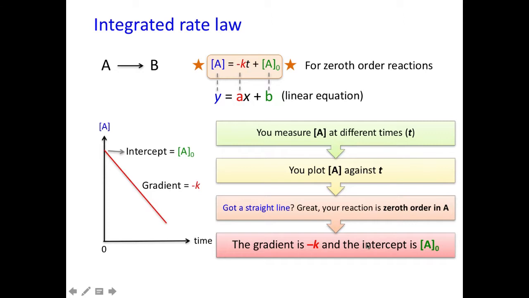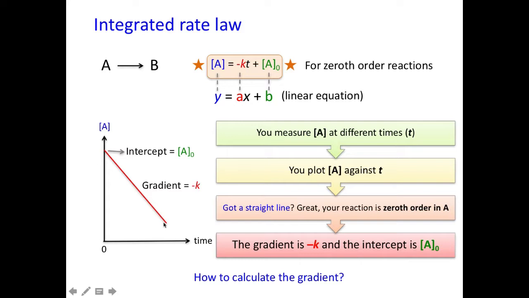Now, how to calculate the gradient? If you have the points here, you have a triangle, as you can see. So the slope of this arrow, you just take delta y divided by delta x. It's a very simple procedure to calculate the slope. In this case, the slope is negative.